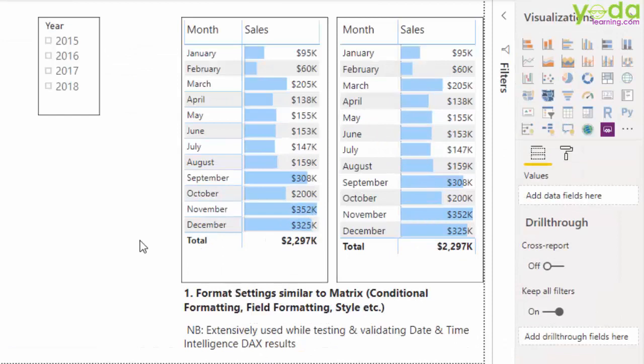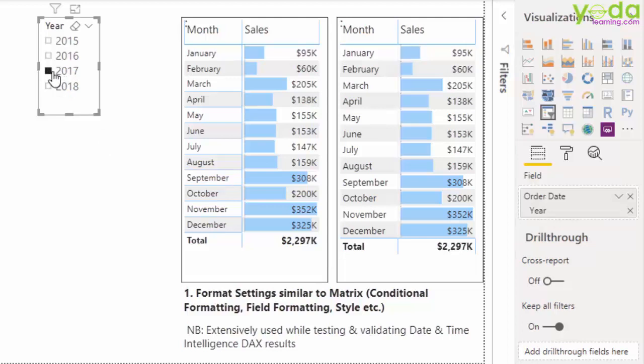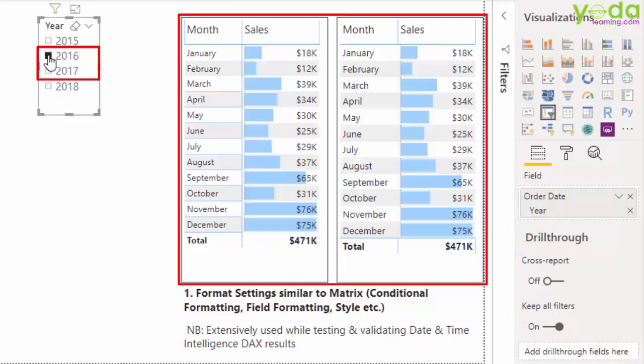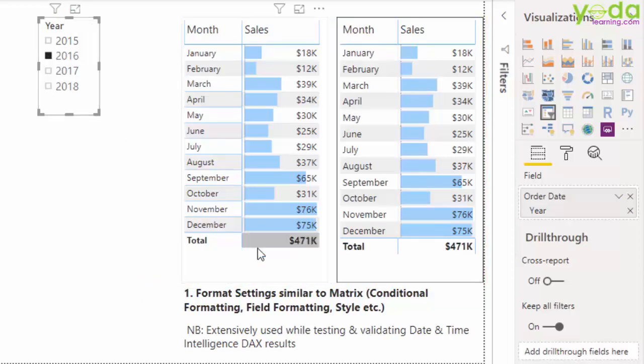So lies before me a data set which is being controlled by a slicer of year. If I choose 2017 or 16, the right hand side visuals change. Can you differentiate which of these two are table or matrix just by looking at it? I don't think so. And that's the reason I said table and matrix look very similar.